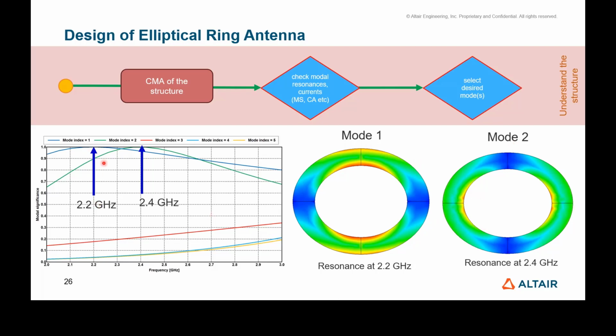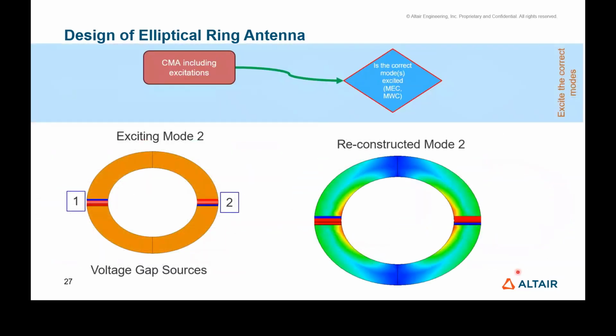So that also decides what frequency you want to excite. Let's say 2.4 gigahertz, very popular for Wi-Fi and other kinds of things. You want to make sure that mode 2 is excited for your structure. You go and excite them at these two, and of course look at the currents after excitation.